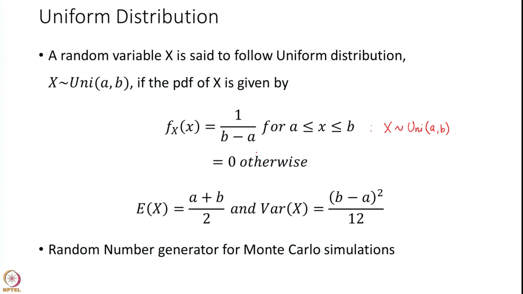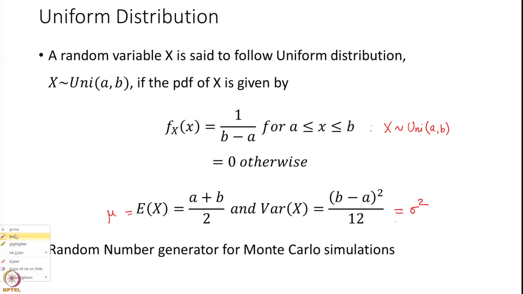The expected value of x, or as we were previously calling it mu, is equal to a plus b divided by 2, and the variance of x, which we also denote by sigma square, is given by b minus a whole square divided by 12. As I have said in the previous sessions, I will leave these derivations to all of you to try out yourself. This particular distribution's application comes in random number generation. Let us see how it happens.